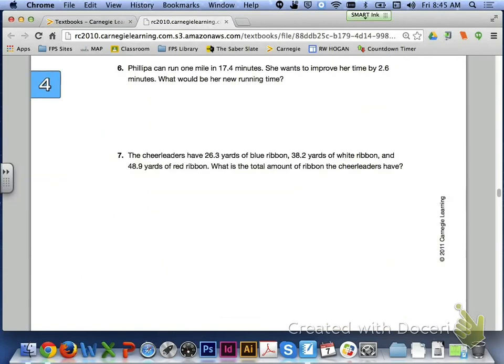Let's turn to page 264 and finish up for today. I want us to take a look at number 6 and number 7. We have a couple of problem situations that we have to read over. After you read over the problem situations, you're going to have to determine if you will be adding or subtracting the decimals based off of the situation. So go ahead and do number 6 and number 7 with your groups.